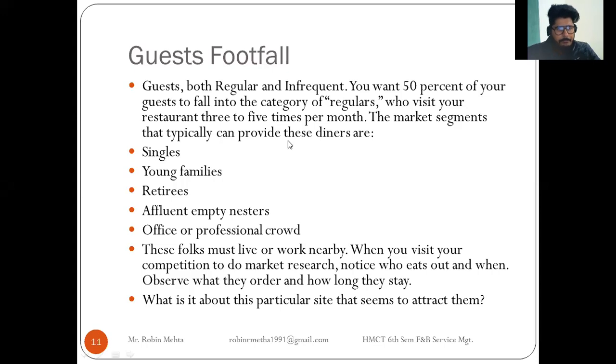So you can change your menu according to that, or do some good innovation in your food, so that the customers become regular over there.